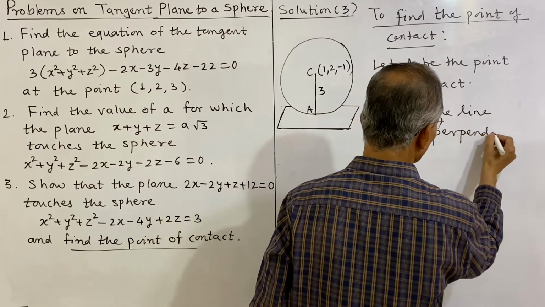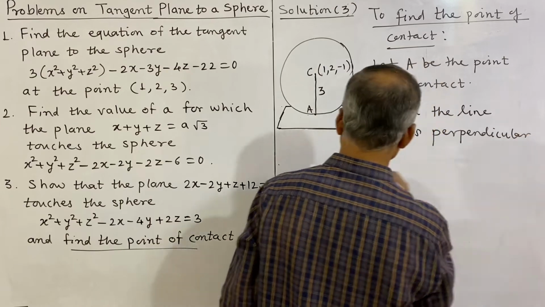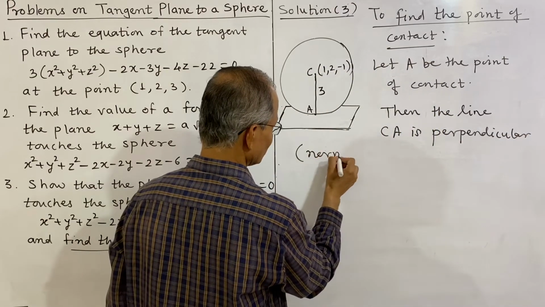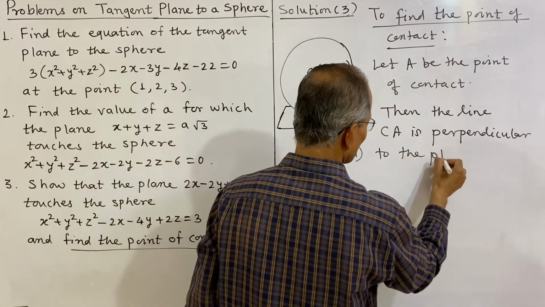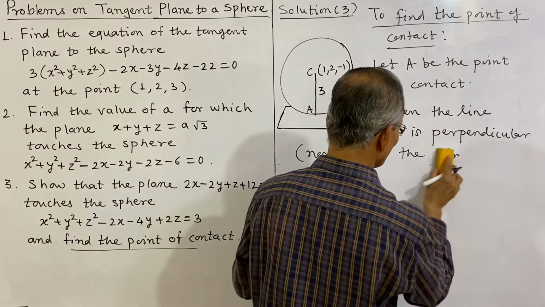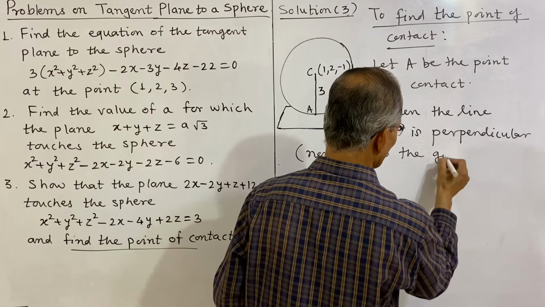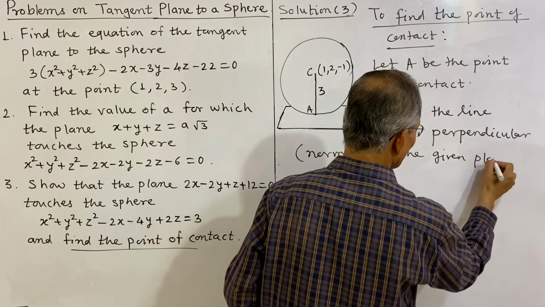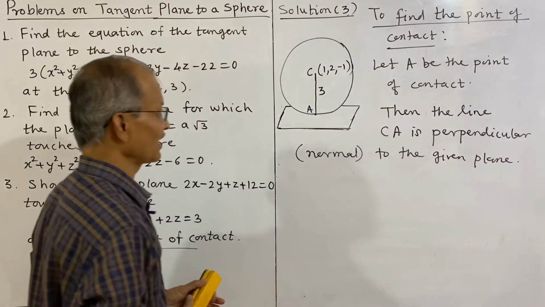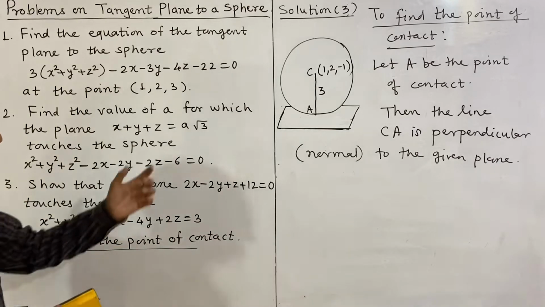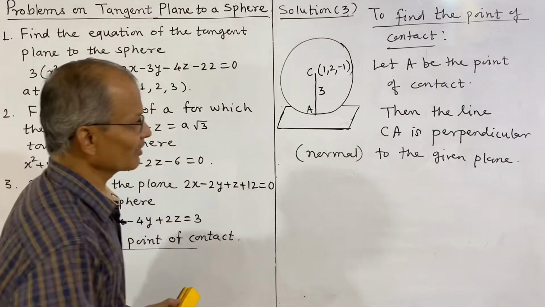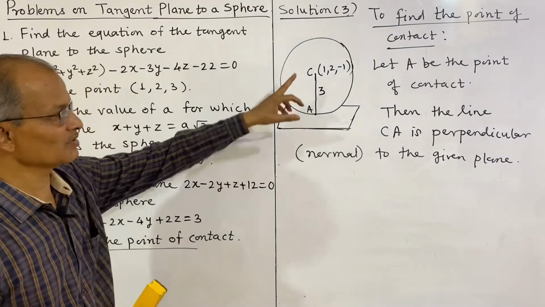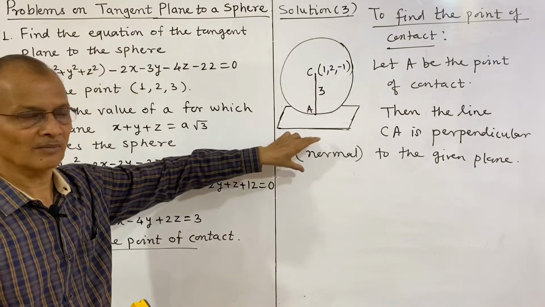Then the line CA is perpendicular. Perpendicular means normal to the given plane. And therefore the DRs of line CA. So what are the DRs of the normal to the plane? That are 2, -2 and 1. So these are the DRs of line CA because it is normal to the plane.